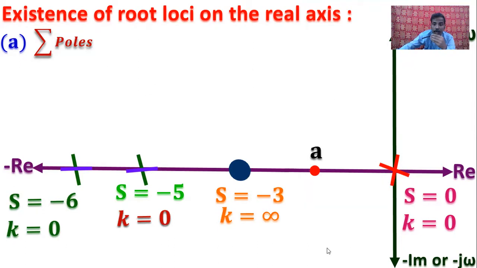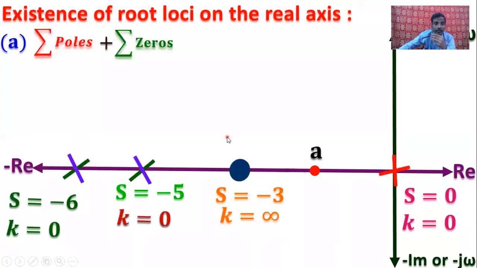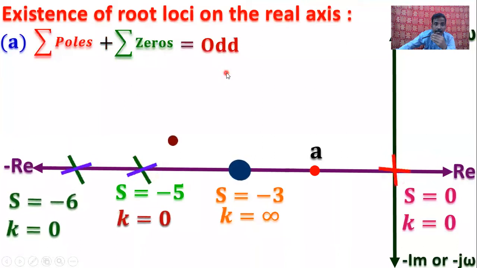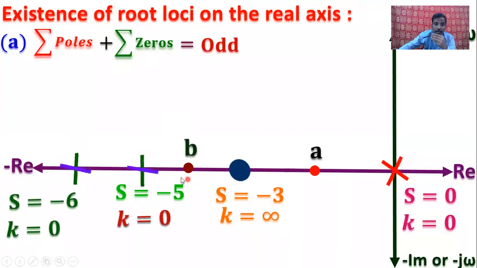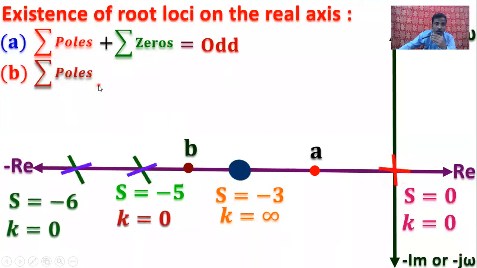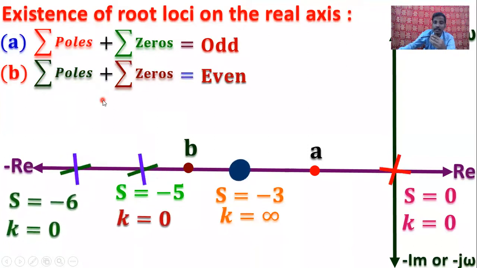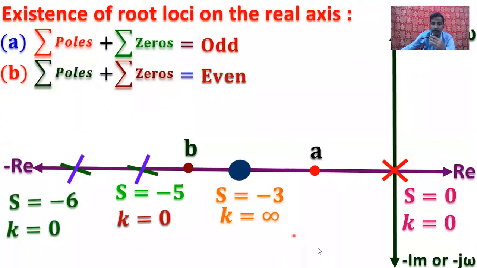So this is an odd number, so the root locus exists. Another point, in between s equals -3 and -5, say point B. That means we check whether the root locus exists between -3 and -5. This is our target. For B, the summation of poles plus zeros again equals even. Why even? Suppose we draw one projection.